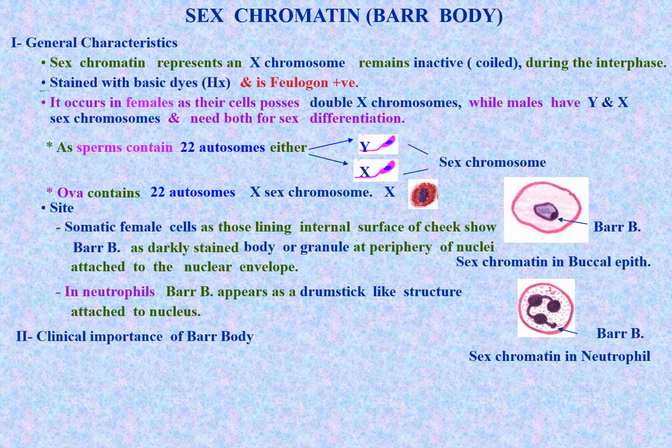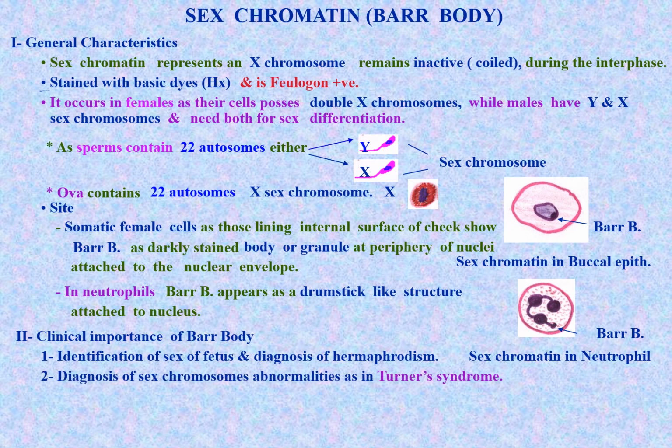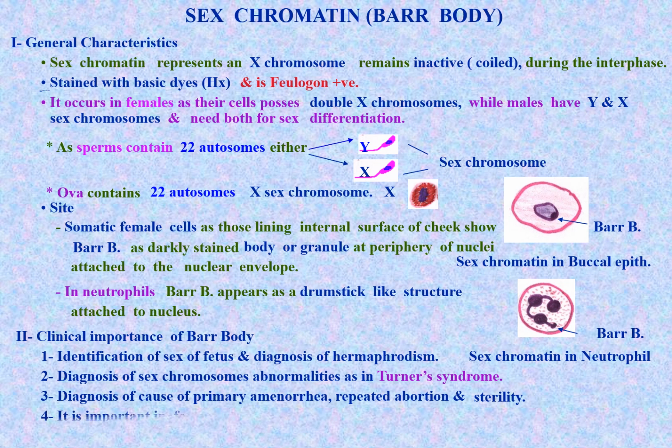Clinical importance of Barr body: identification of the sex of the fetus and diagnosis of hermaphroditism, diagnosis of sex chromosome abnormalities as in Turner's syndrome, diagnosis of the causes of primary amenorrhea, repeated abortion, and sterility. It is also important in forensic medicine and the Olympic Games.